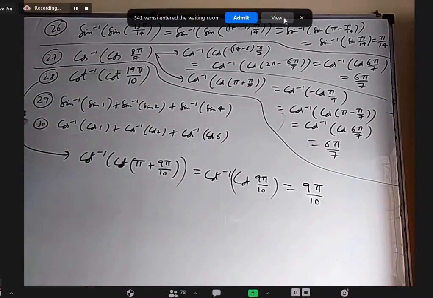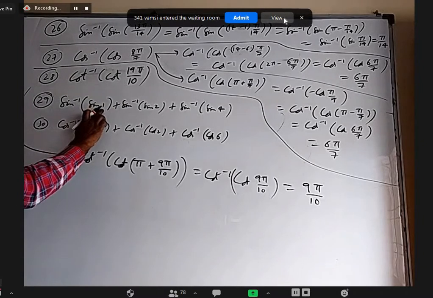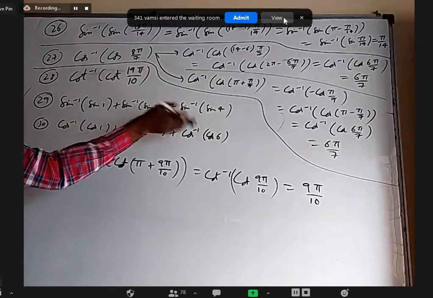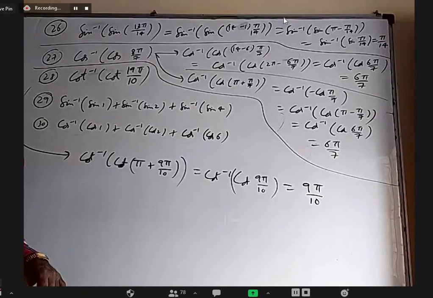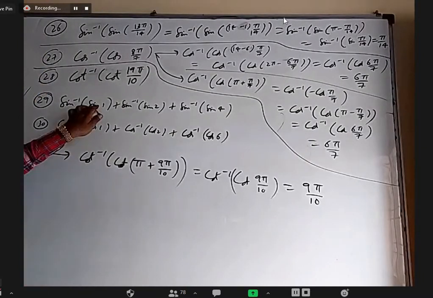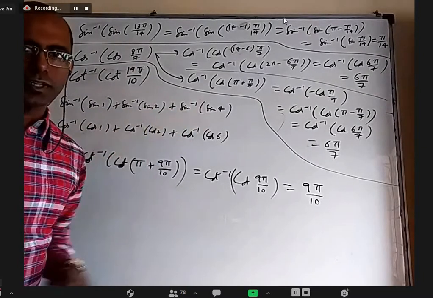Okay, 29. Somebody may say, what is this? This is 1 radian. If nothing is mentioned, it is not degrees. Don't think it is 1 degree, 2 degrees, 4 degrees, and say the answer is 6 degrees or 7 degrees. No. This is 1 radian. This is 2 radians. This is 4 radians.